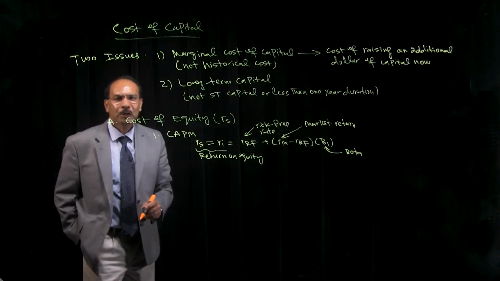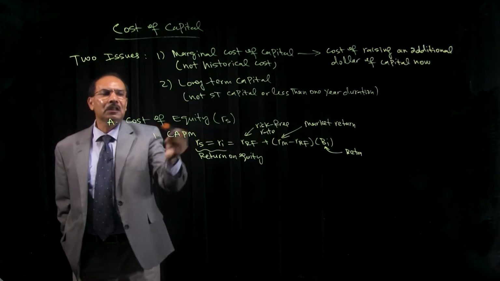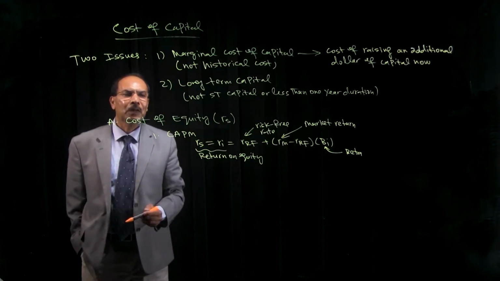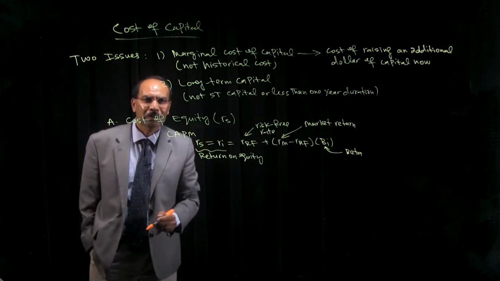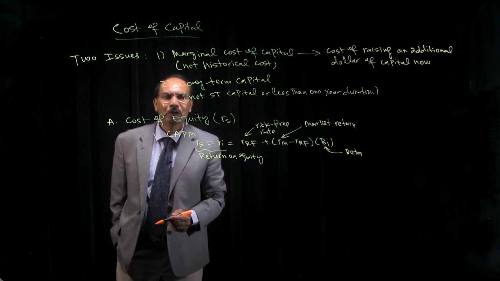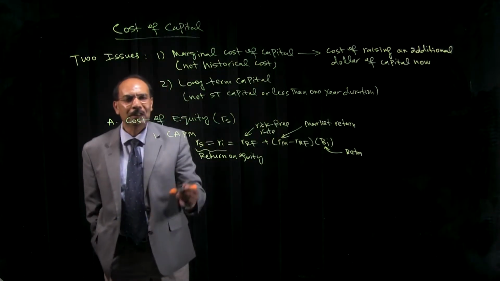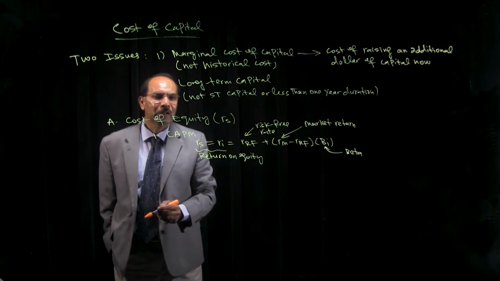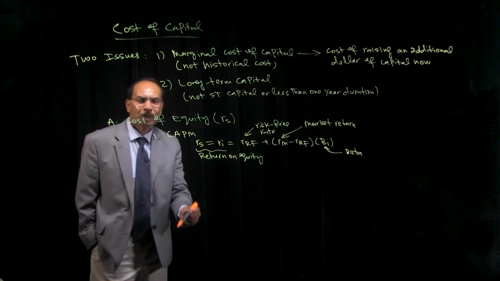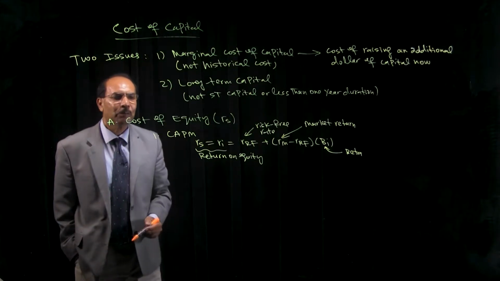All right, let me move on to the individual cost components for the cost of capital. The first one being the cost of equity. We have essentially three methods we can use to find the cost of equity. The most famous one is going to be the capital asset pricing model. This is something you have learned in one of the previous chapters.